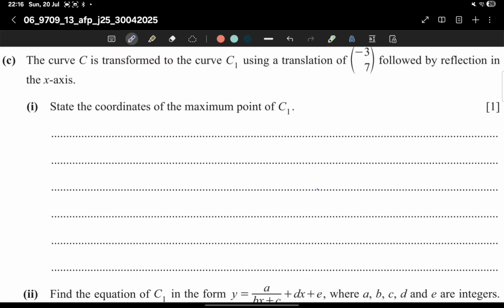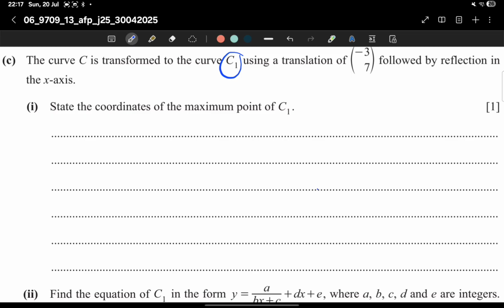Now on to C, which says the curve C is transformed to the curve C1 using a translation of minus 3, 7, followed by reflection in the x-axis. So we have a translation first, which is being followed by a reflection in the x-axis. And the first question says, state the coordinates of the maximum point of C1.